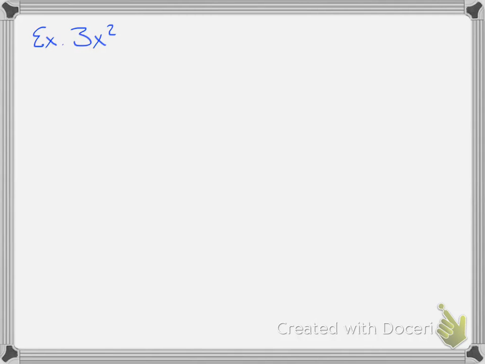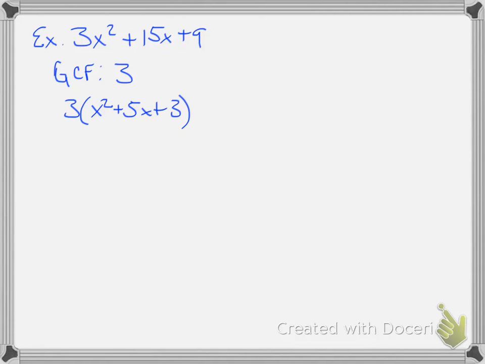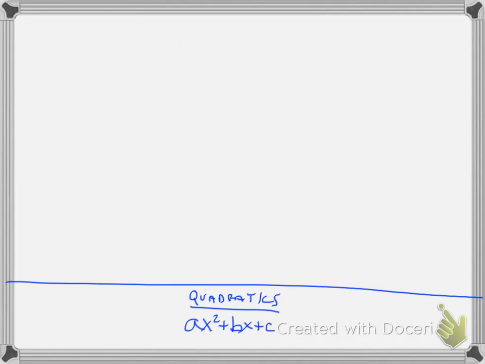And the second example, 3x squared plus 15x plus 9. I can't factor out an x here because the 9 does not have one. But my greatest common factor then is just 3. So when I factor out 3, I have x squared plus 5x plus 3. This should still be under the GCF tab.